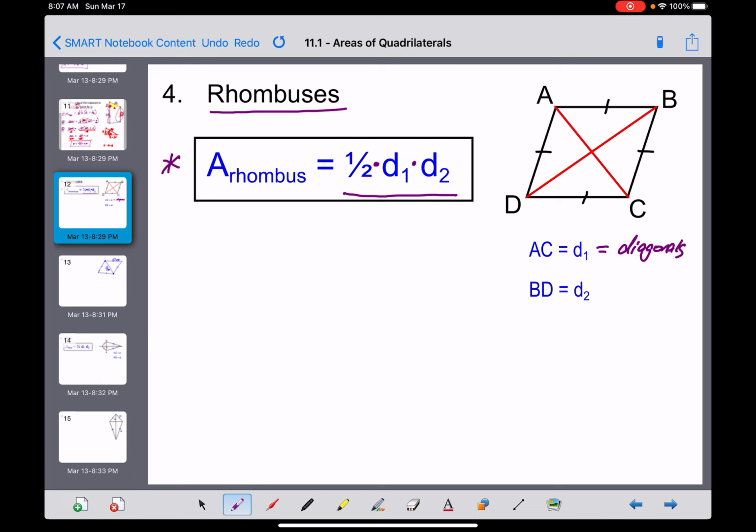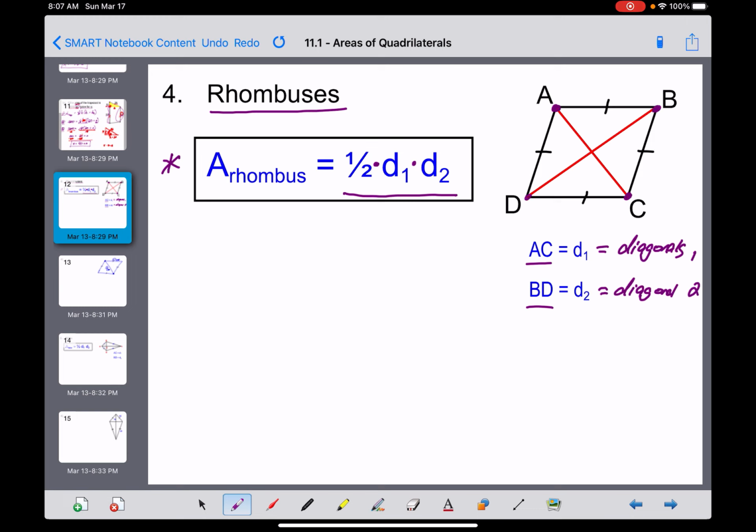right here. So that would be diagonal 1, and this one right here would be diagonal number 2. So the diagonals are the 2 segments that go across the figure. One of them goes from A to C. We would need to know the length of that piece, and the other one goes from B to D.